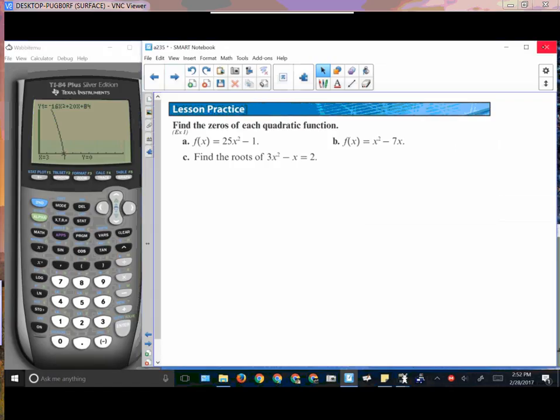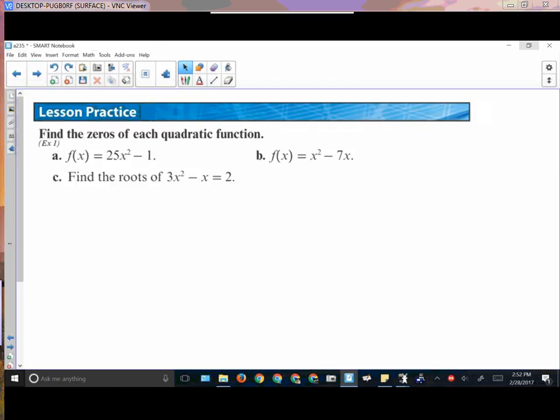What I want you to do is I'm going to give you a minute or so here, and I want you to go through and do A. Solve for 0. Find the 0. So, first one. We've got 25x squared minus 1 is equal to 0. Set it equal to 0 to begin with.